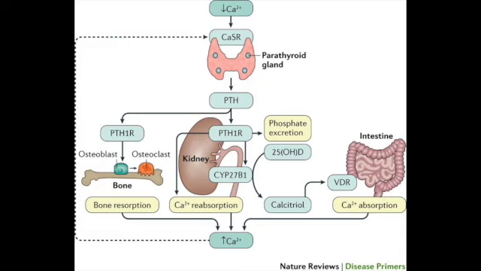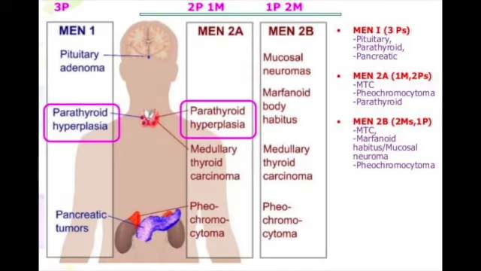Lithium is an important cause of primary hyperparathyroidism, which increases the calcium, and MEN1 and MEN2A. Malignancy is rare. So remember, MEN1 is hyperparathyroidism, pituitary and pancreatic tumors, and MEN2A is, again, hyperparathyroidism, pheochromocytoma, and medullary thyroid carcinoma. Clinical manifestations, most are asymptomatic.